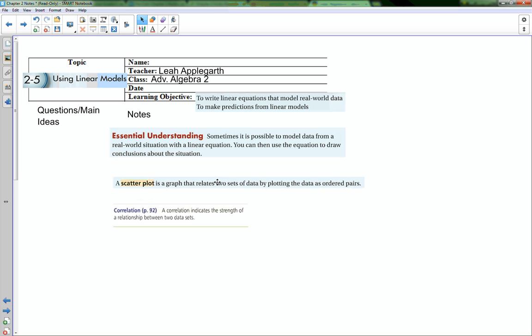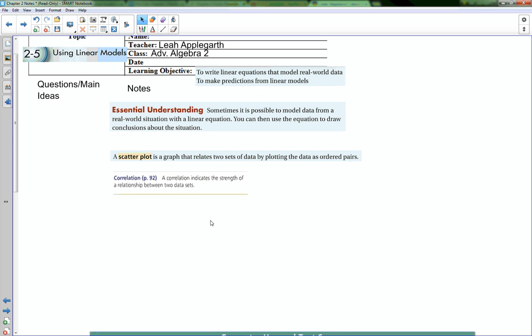We're going to be using and looking at scatter plots, so write this definition down. Pause the video if you need to. A scatter plot is a graph that relates two sets of data by plotting the data as ordered pairs. So once you get your scatter plot plotted, you look for a correlation. So please write down correlation. A correlation indicates the strength of a relationship between two data sets.